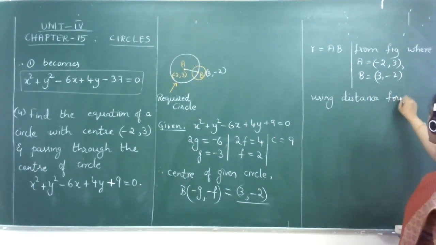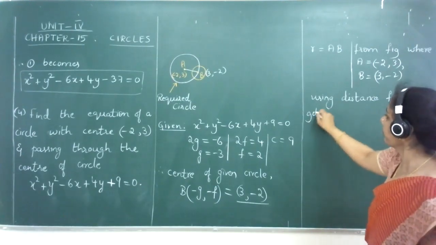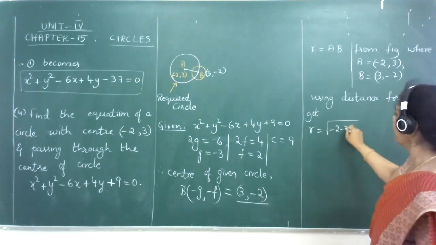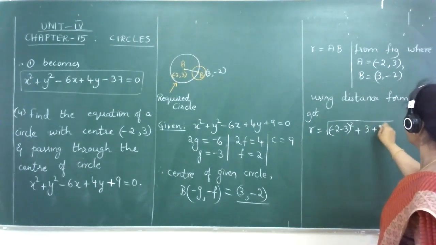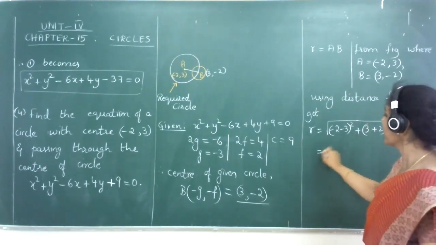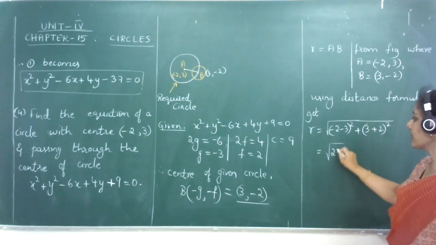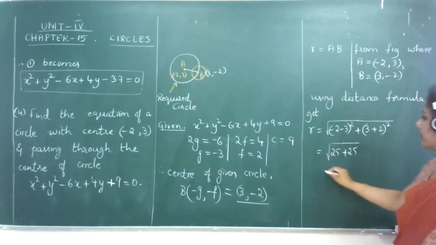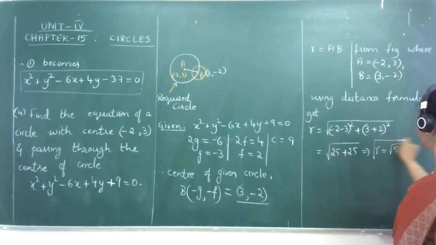Using the distance formula, we get r is equal to square root of minus 2 minus 3 the whole squared plus 3 minus of minus 2 the whole squared. Simplifying, minus 2 minus 3 will be minus 5, the whole squared, which is 25. 3 plus 2 is 5, the whole squared, which is 25. So this should imply r is equal to square root of 50.